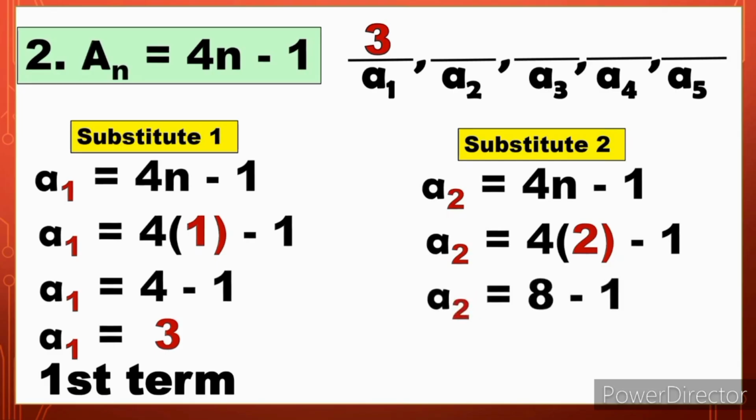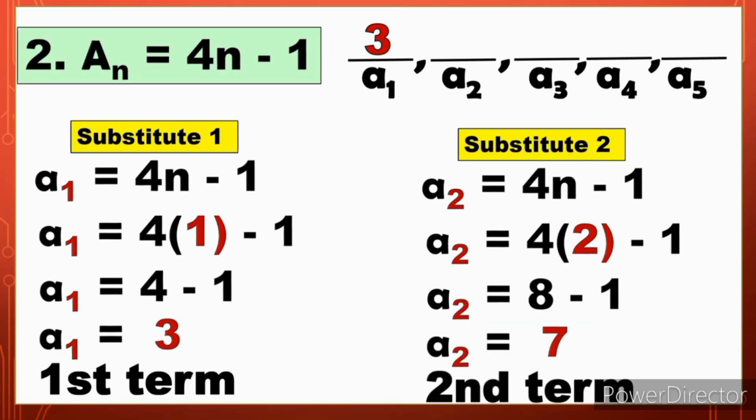Therefore, we have a sub 2 equals 8 minus 1. Then, 8 minus 1 is 7. So, a sub 2 equals 7. And that is our second term.